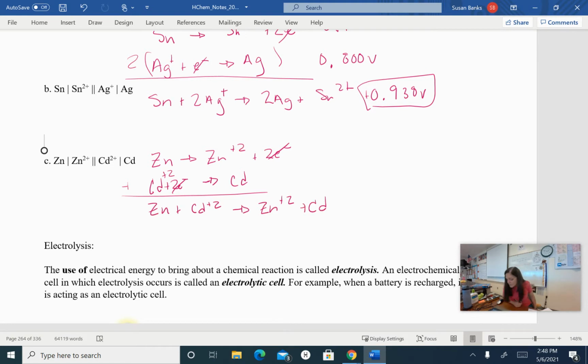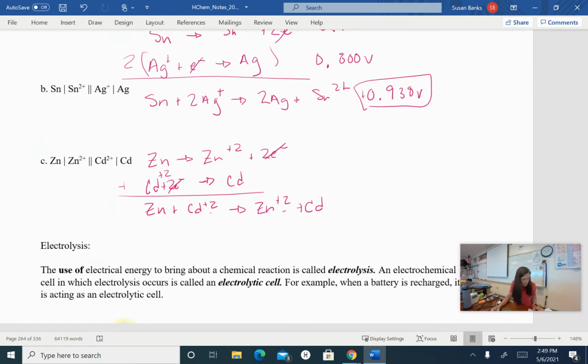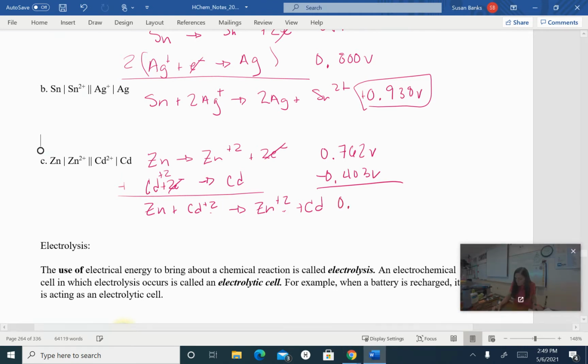Okay, notice that on these equations, once I balance them, the charges on both sides of the equation should be the same. I have +2 on both sides of the equation. Okay, so if I wanted to look at the value of this cell, zinc is a positive 0.762 volts, and cadmium here is a negative 0.403 volts, the way we have it written. So overall, we get a 0.359 volts. Still positive, so it is still spontaneous.